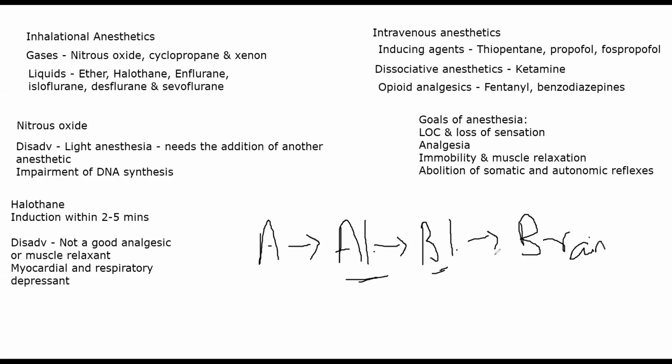Okay, that is the chain by which your inhalational anesthetics will act. Now, whenever your body is trying to excrete the anesthetic, the exchange will occur in the opposite direction: brain to blood, blood to alveoli, and alveoli to outside. Okay, you'll breathe it out. That is how drugs are eliminated.